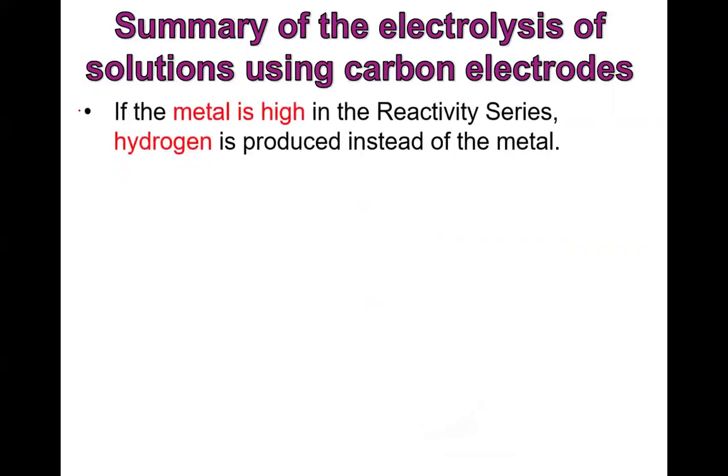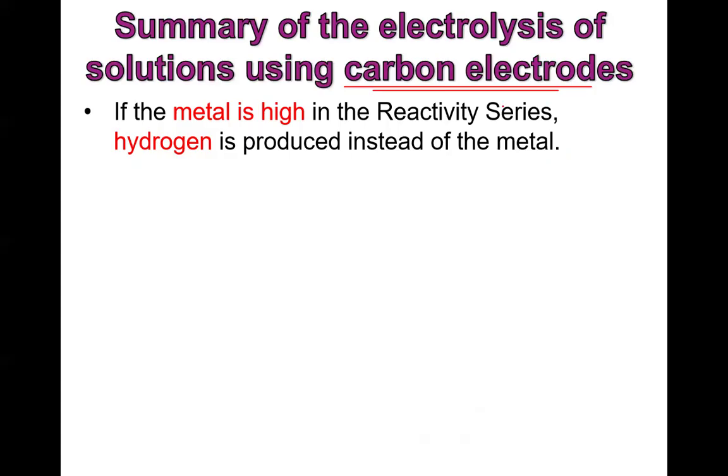Okay, so this is just a summary of the electrolysis of solutions using carbon electrodes, which are inert electrodes. So number one, if the metal is high in the reactivity series, hydrogen is produced instead of the metal. You saw that hydrogen is way down in the reactivity series, like it's at the very bottom. So unless the metal is like platinum or gold, which are the least reactive metals, hydrogen will be formed. So whenever any electrolysis is happening, you shouldn't doubt.